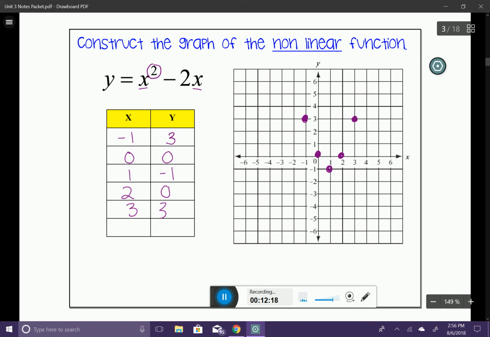Doesn't look like there are any more because 4, 8 would take us off of the coordinate plane. So you can see here that we don't have anything linear. Oh, and by the way, it's okay that you didn't fill out this down here. It's perfectly fine. But what we're going to do is we're going to create a curve.